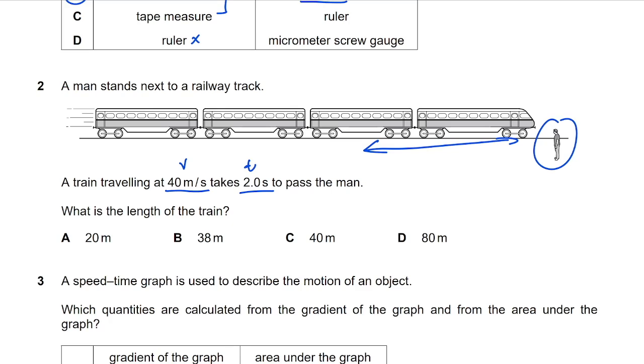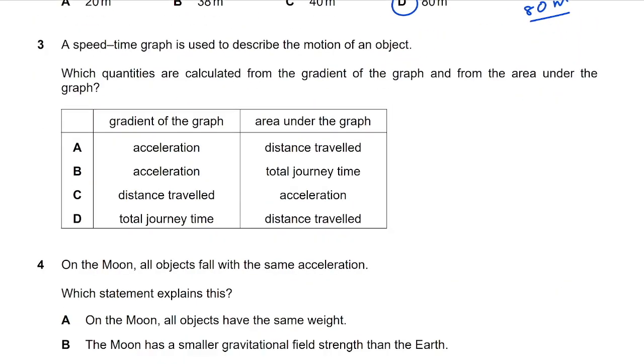Now we know that speed is equal to distance over time, and if speed is 40 meters per second, the distance which we need to find, and then the time which would be 2 seconds, 40 times 2, which would be 80 meters. The answer is simply 80 meters. So just using one formula will get you the answer. Move on to the next question.